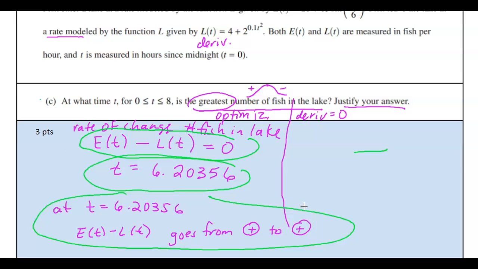Technically, if I don't know that my derivative goes from positive to negative for a maximum, then I would have to use t and then E minus L. I'd have to use 0, 6.20356, and 8, and compare all three values. And then I could use that justification, okay? If you know a maximum is when your derivative goes from positive, oops, I wrote a plus here, sorry, negative, then I don't have to use my table. Does that make sense? All right.